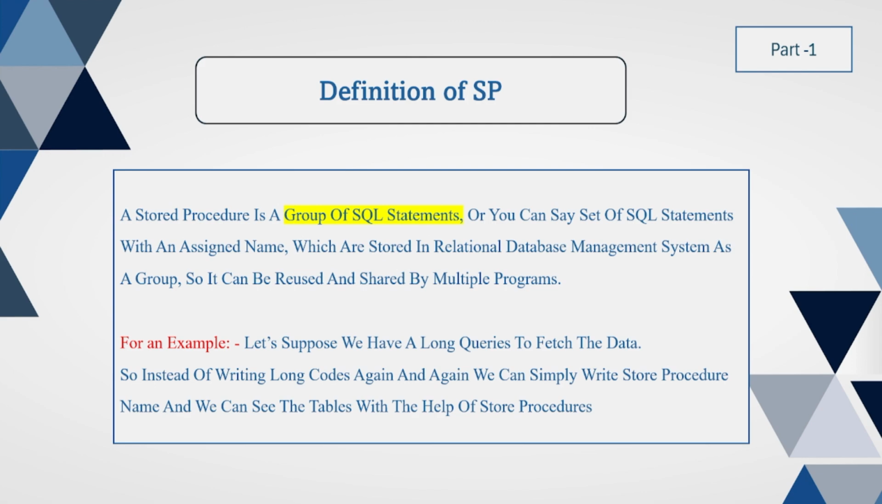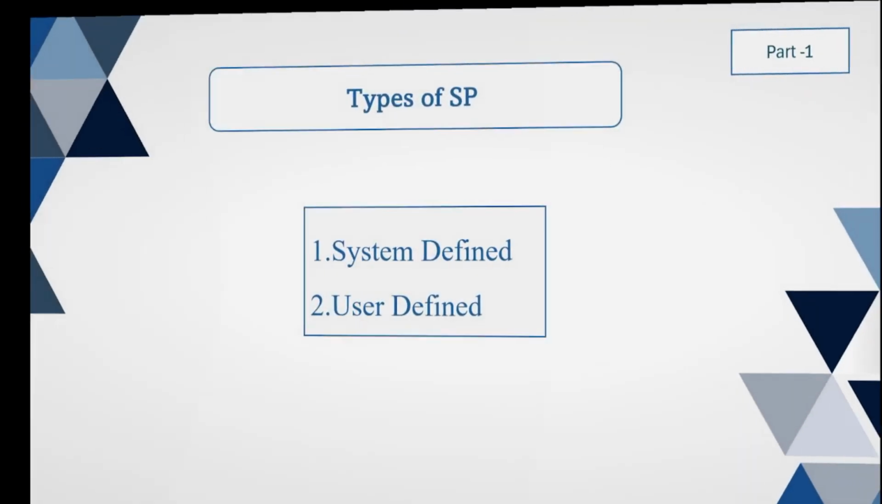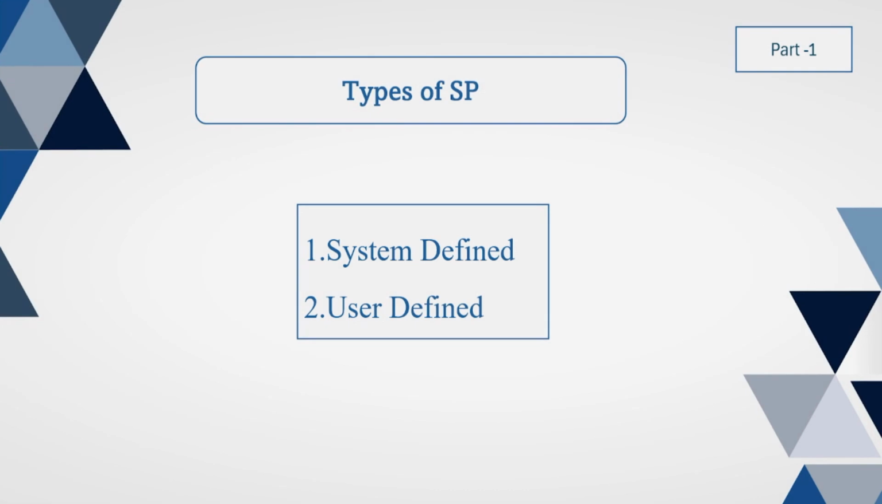Now let's discuss the types of SPs. There are two types of SPs: system defined stored procedures and user defined stored procedures. System defined stored procedure means there are some functions which are already stored in the SQL database management system, and user defined stored procedure means one which is created by users with the use of syntax. We will discuss both stored procedures one by one. Firstly, let's discuss system defined stored procedures.